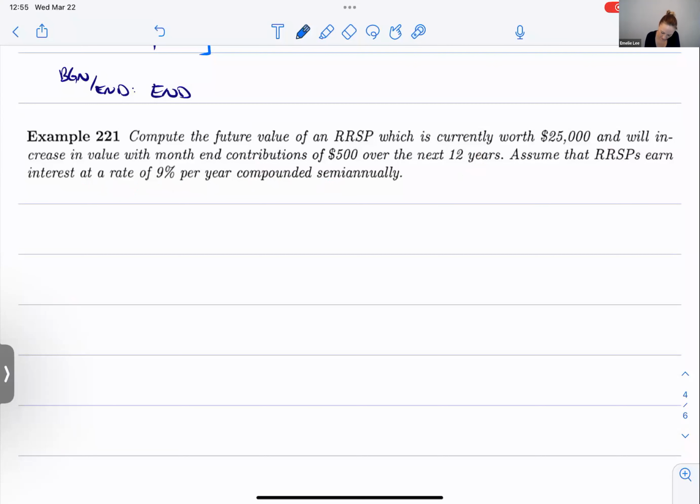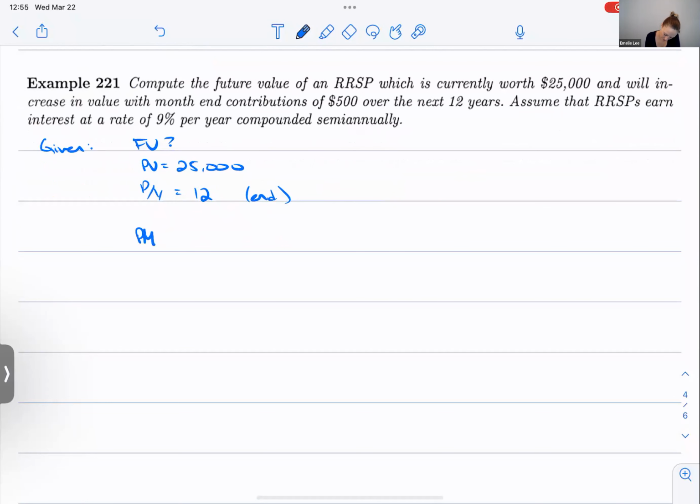Okay, and so here we want to find the future value. The present value is 25,000. And the payments per year is month end. So monthly, so 12 at the end. And the payment amount is 500. And the time is 12.